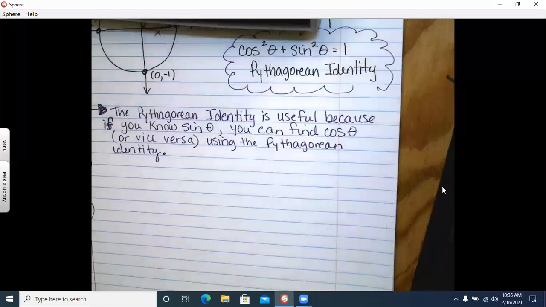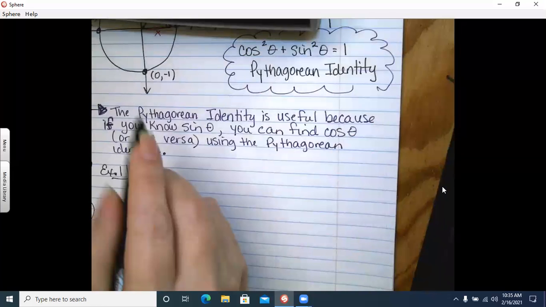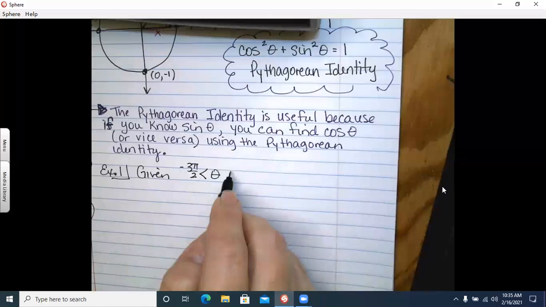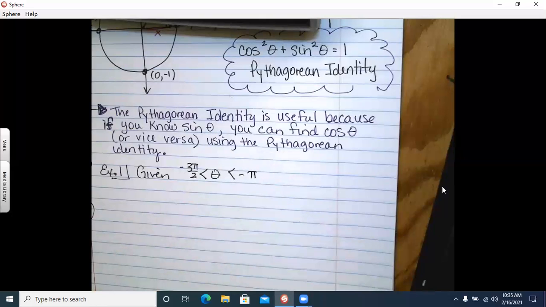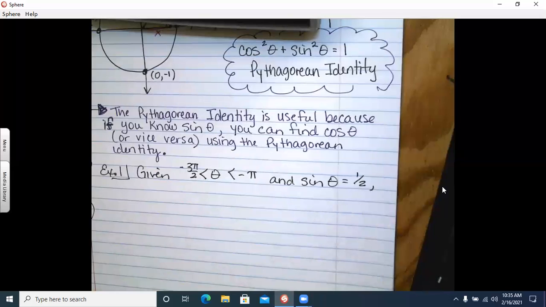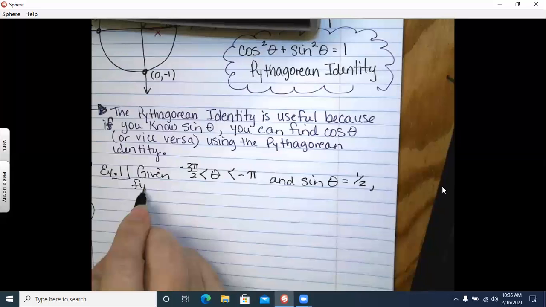Example 1. Given that theta is between negative 3 pi over 2 and negative pi. So that's basically telling us what quadrant we're going to be in, right? And sine of theta is equal to 1/2. Find the tangent of theta.